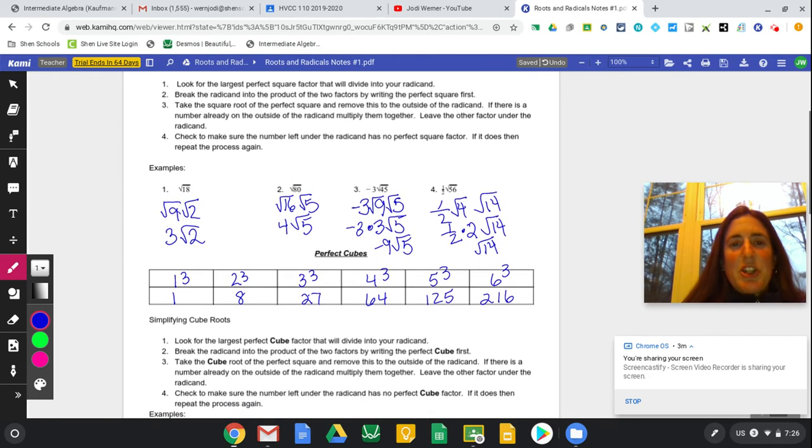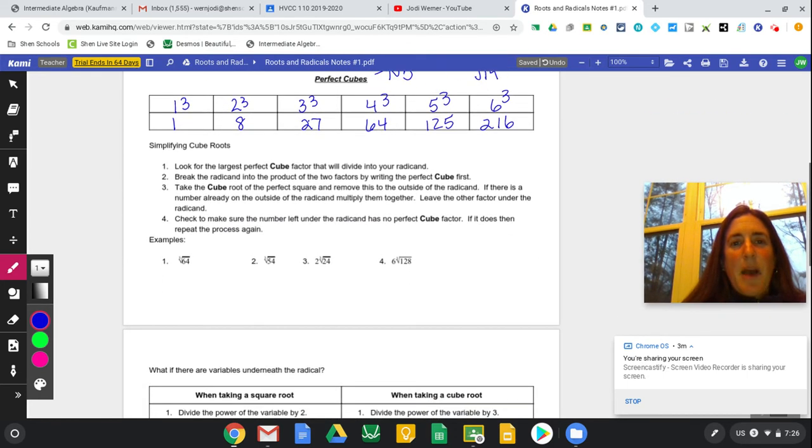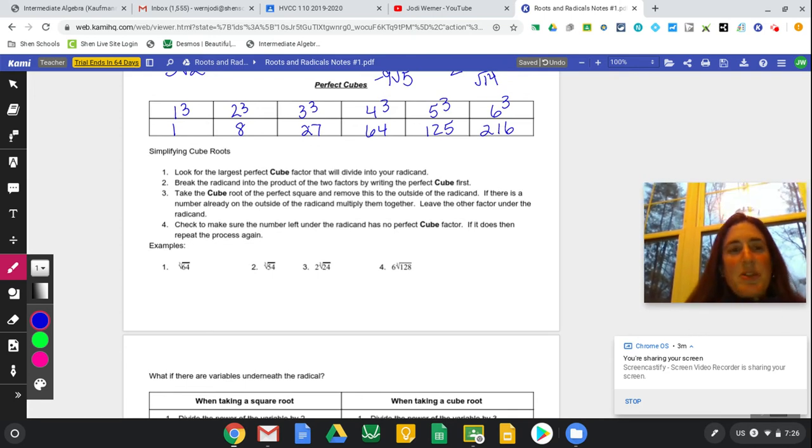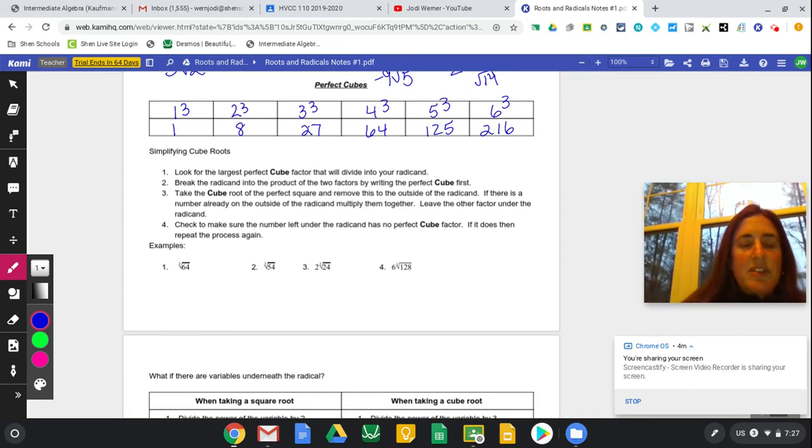Let's move on to some cubes. Now, perfect cubes are numbers like 1 times 1 times 1 is 1. 2 times 2 times 2 is 8. So the cube root of 8 is the number 2. 2 multiplied by itself 3 times gives you 8. So let's look at our first example. See the little cube outside the radical now? See there's a little 3 outside there? That means take the cube root.